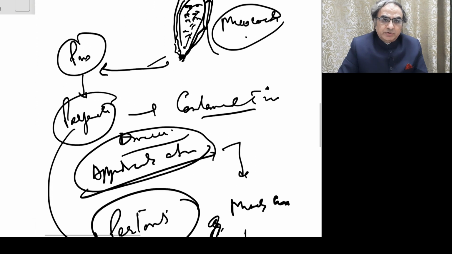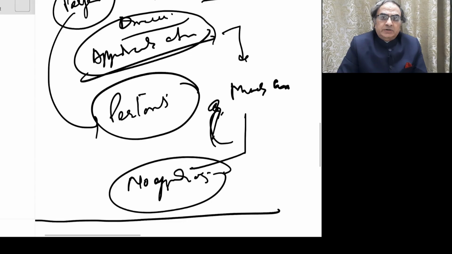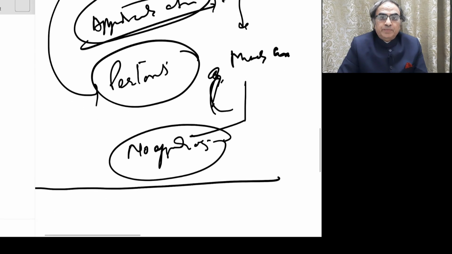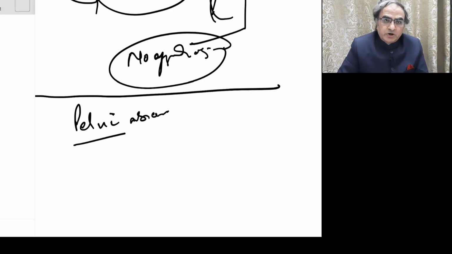If it ruptures within a contained space by the omentum, then it becomes an appendicular abscess. But if it ruptures into the peritoneal cavity, it will form a pelvic peritonitis, which will classically have a pelvic abscess. I'll finish the matter here only.